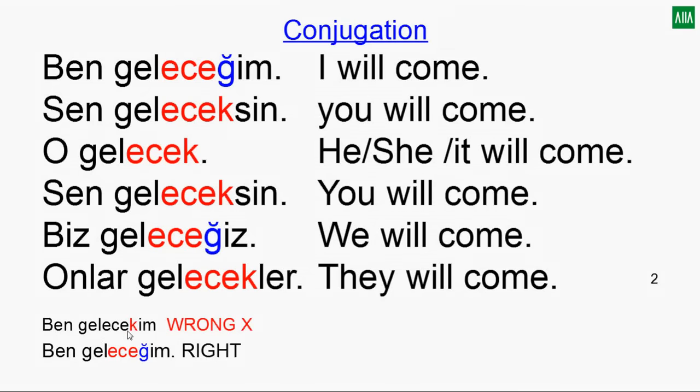So as you see here, I give the example: ben gelecekim. No, this is not correct. But the correct one, as you see, look, the letter K turns into soft G in the positive form with the subject pronoun I. So ben geleceğim is the right one. Ben gelecekim, no, this is not correct at all. So let's repeat these examples one more time. If you want, you can repeat it with me as well.